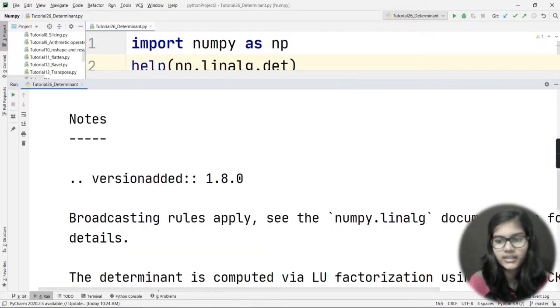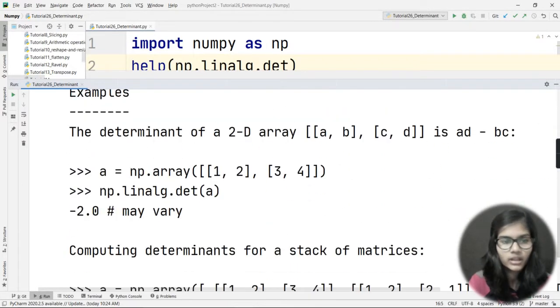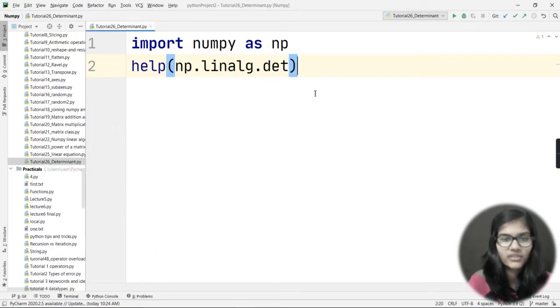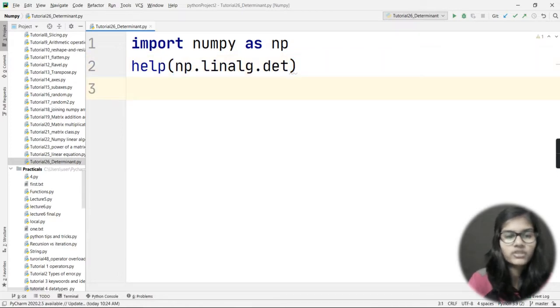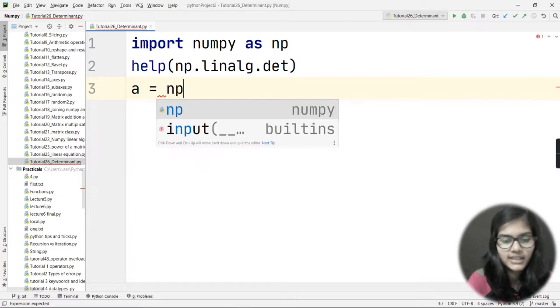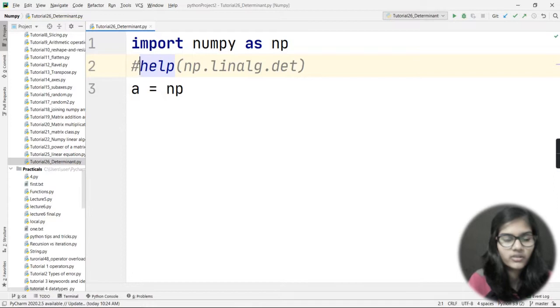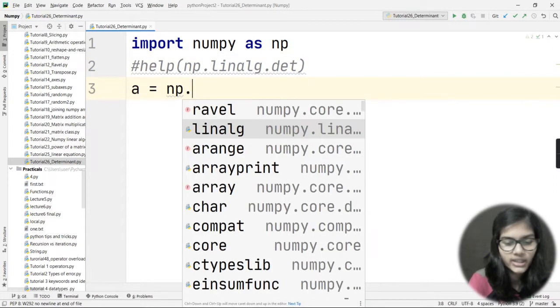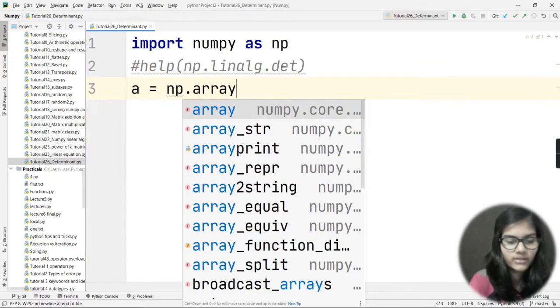Other than that, here are some more examples which you can have a look at on your own. For now, I'm just going to show you the example for this. So I would write A is equal to, and here I would take the array. Firstly I would comment out this help function. A is equal to np.array.